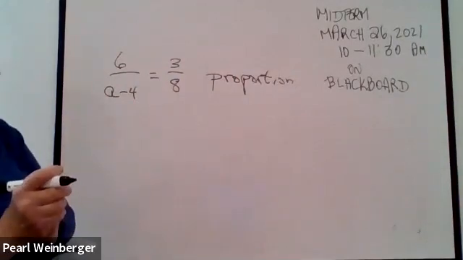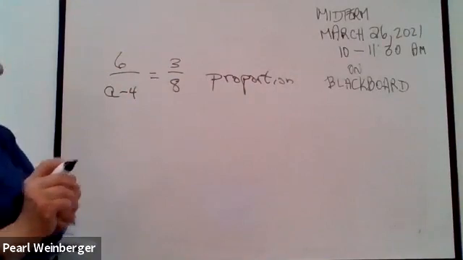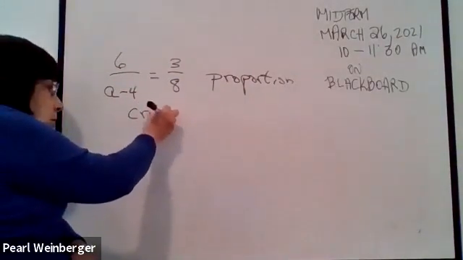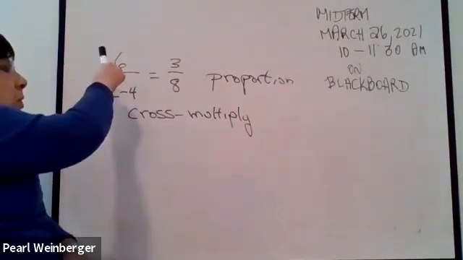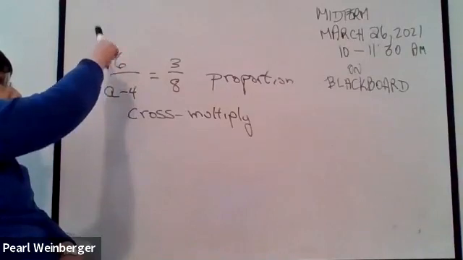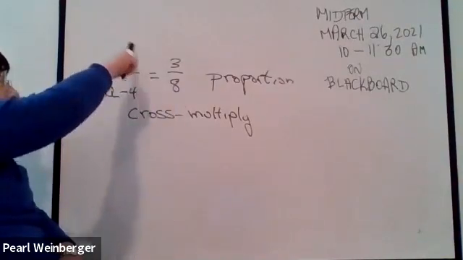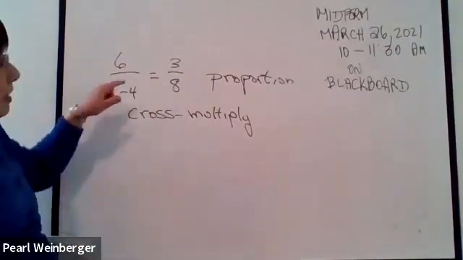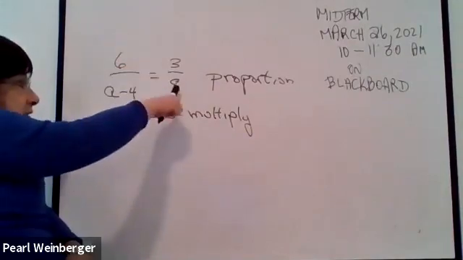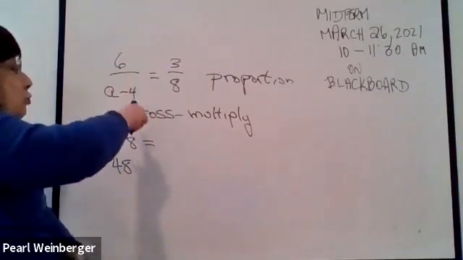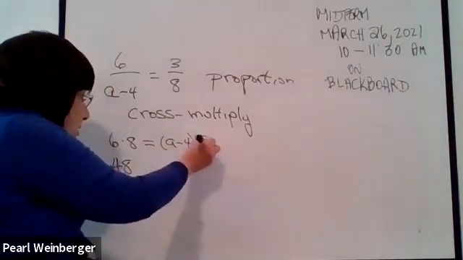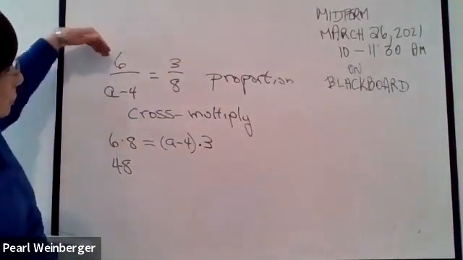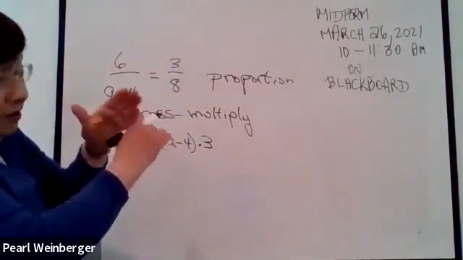When you have a proportion, then one way to solve it is what's called cross multiplication, which means you multiply each numerator with the opposite denominator. You multiply across the equal sign. So you do 6 times 8, which is going to be 48, correct? And that's going to be equal to a minus 4 times 3. You notice how it's like an X that we're doing this way and this way. That's why it's called cross multiplication.